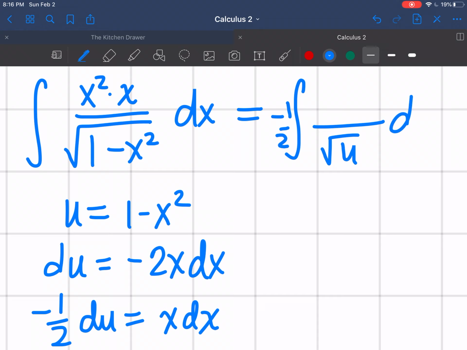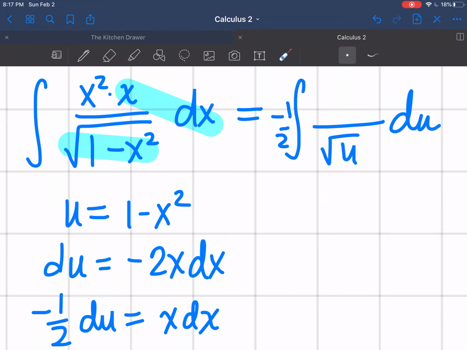And there's my du. And now what we have to deal with is this numerator leftover piece, because we've kind of taken care of the denominator. We've taken care of x dx, and we have this x squared left over. So how do I deal with that? We've got to get everything in our integrand in terms of u. And we can't have this x squared just hanging out there like that.